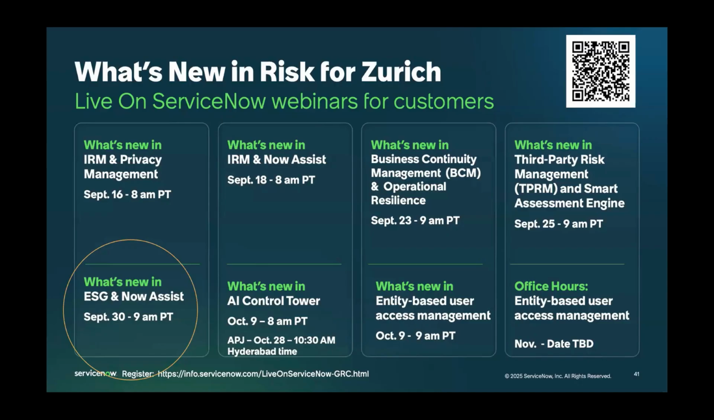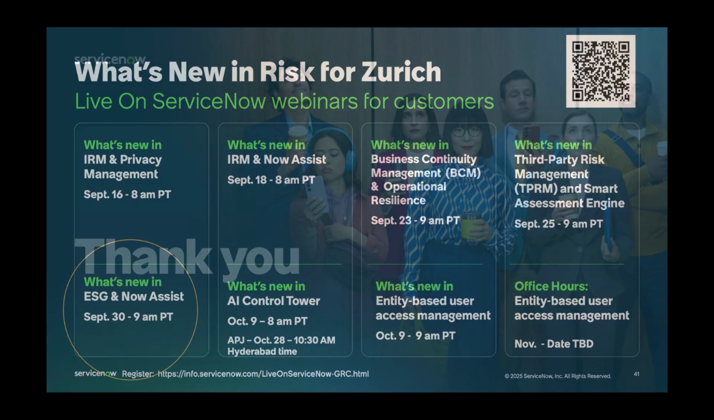All right, like I said up front, we've got more. We're about halfway now through the Live on ServiceNow webinars. So there's a few more left to come. Next up, we've got ESG and Now Assist coming in about a week. We also have AI Control Tower coming, so make sure that you tune in for that, and entity-based user access management, plus some office hours that we will be hosting later on in November. That is, if you don't get your office hours in when you're at Connect Accelerate in just a few short weeks.